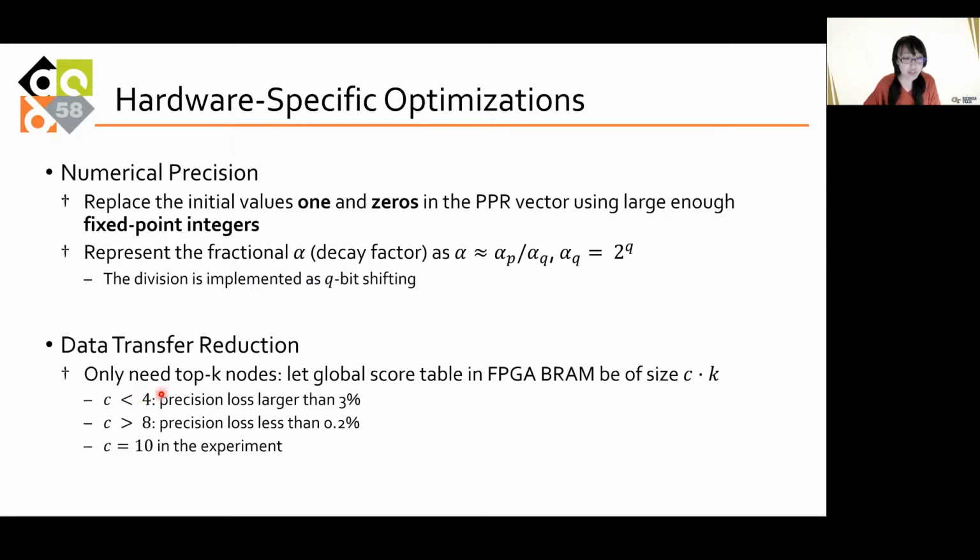Because we only need these top K nodes, we don't need to store the entire global score table, but we can only keep a size of C times K. And in the experiment, we observed that if C is larger than 8 or 10, there is no precision loss. So we let C equal 10 in the experiment.